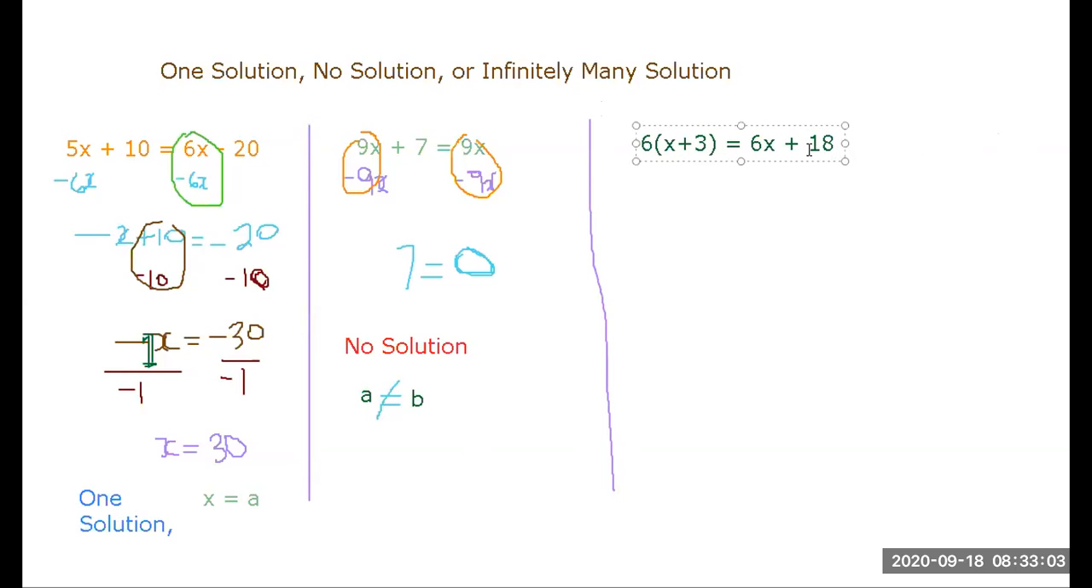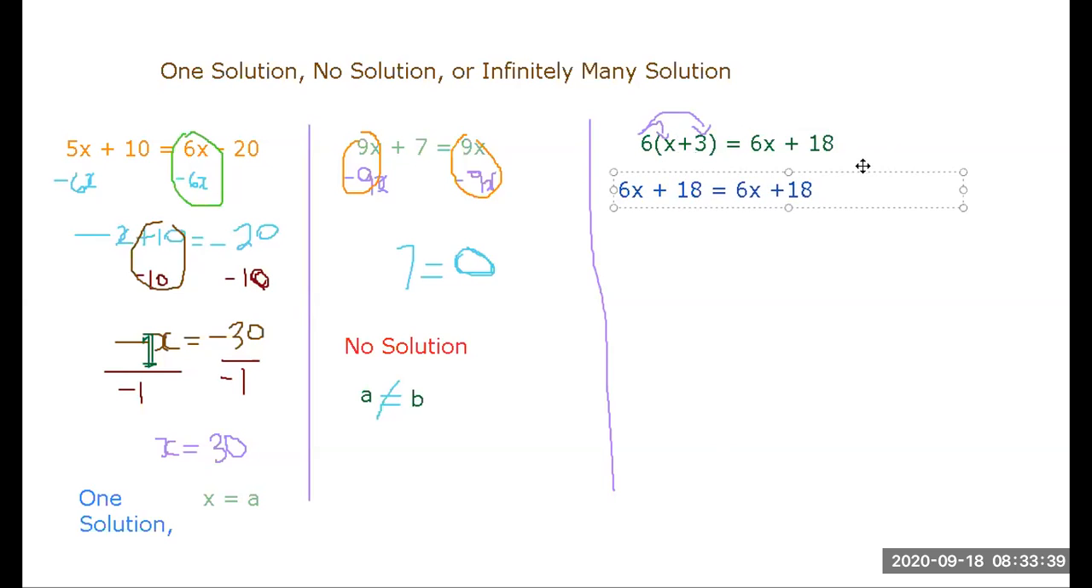And again, all we're doing is solving the equation. With this one, since there are parentheses, I know my first step is the distributive property. So 6 times x and then 6 times 3. You could change the line width, that's kind of cool. This becomes 6x plus 18 equals 6x plus 18.